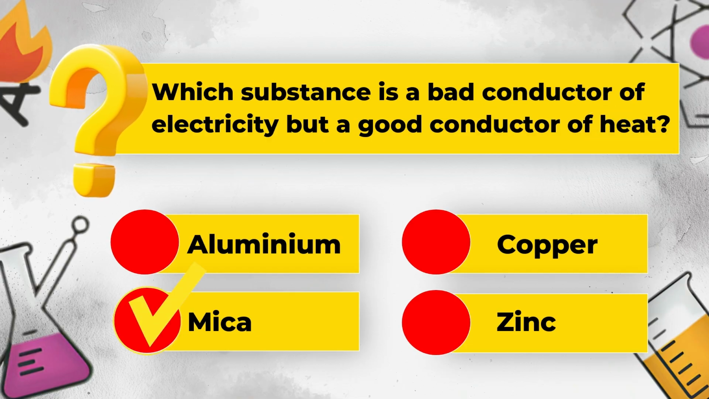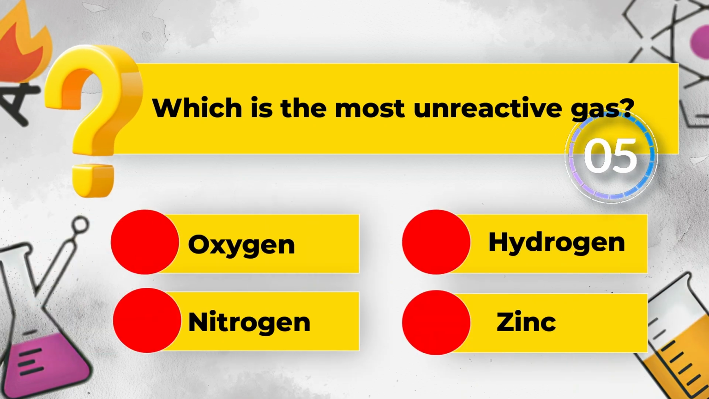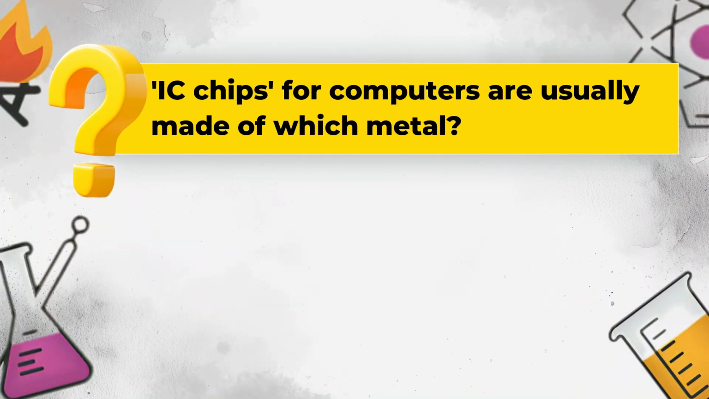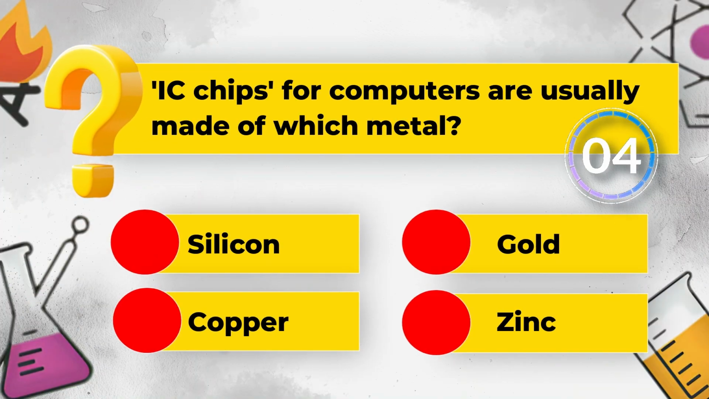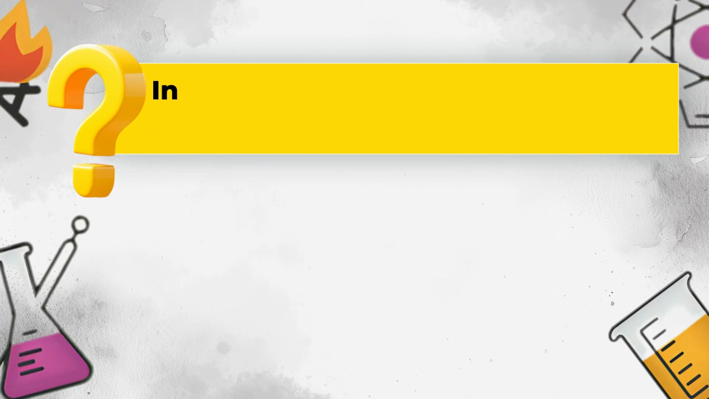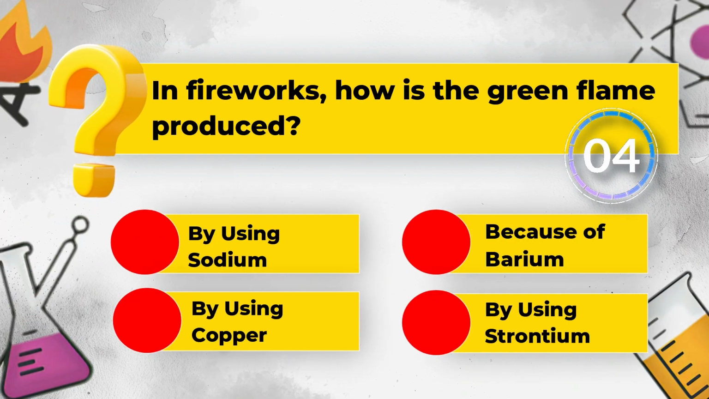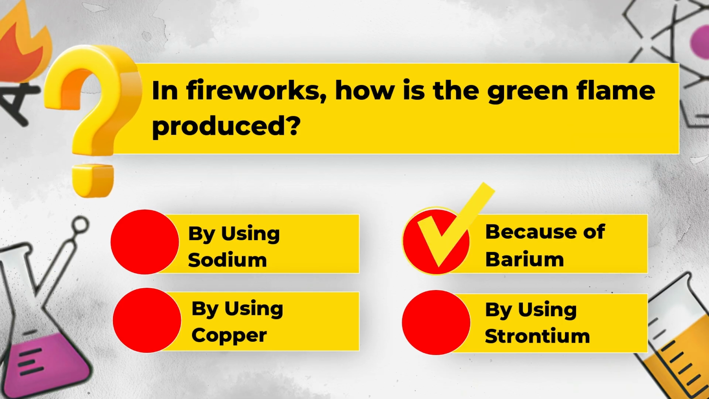Answer is mica. Which is the most unreactive gas? Answer is hydrogen. IC chips for computers are usually made of which element? Answer is silicon. In fireworks, how is the green flame produced? Answer is because of barium.